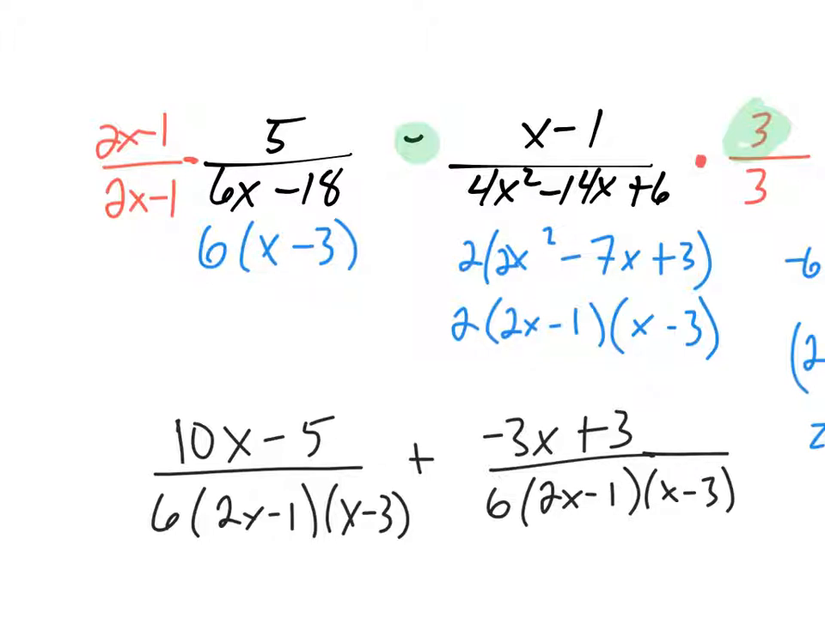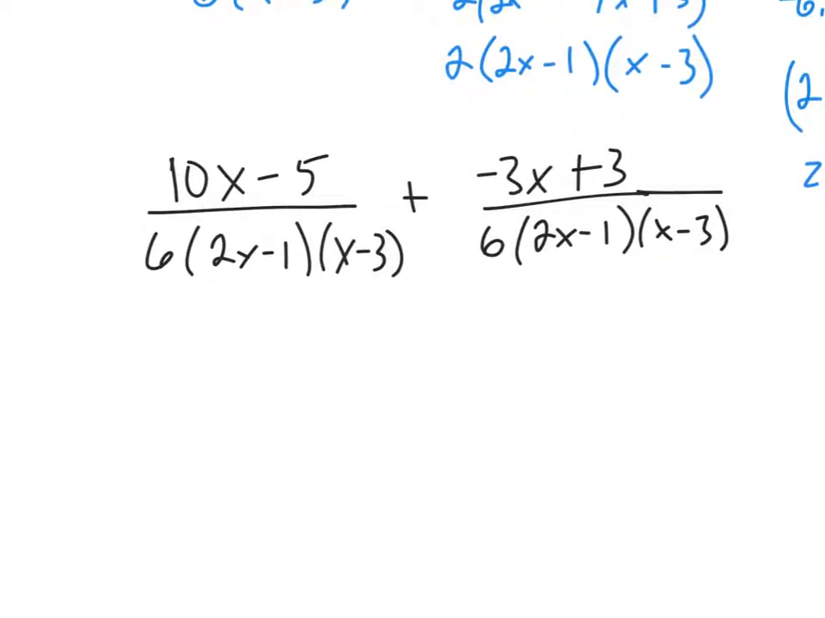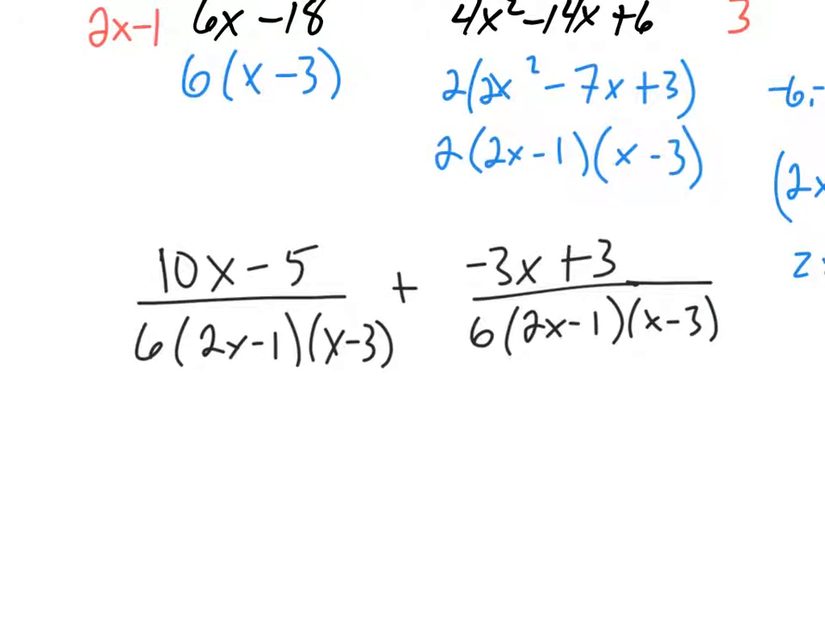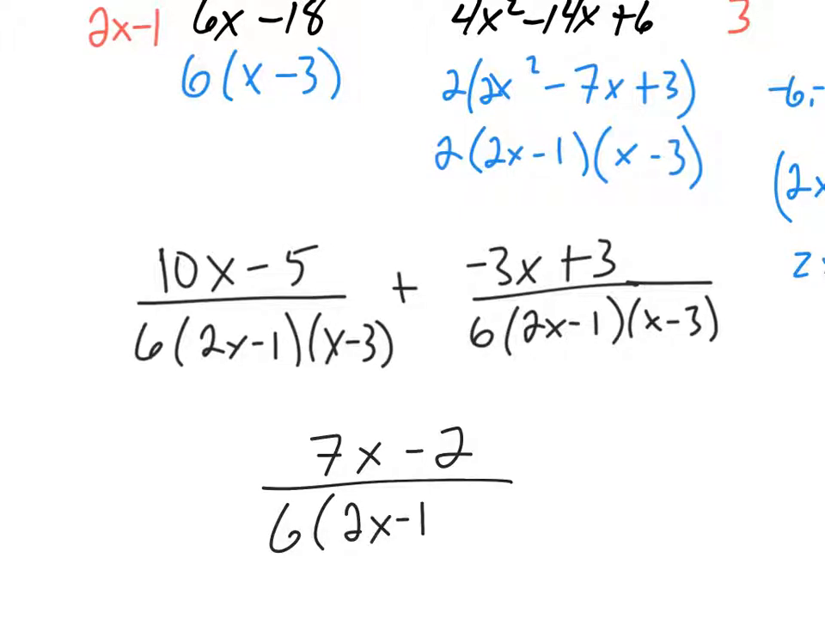Now we combine like terms. And remember, this only happens on the top. It doesn't happen on the bottom. So combining like terms will give me a positive 7x, a minus 2, and then my denominator is 6 times 2x minus 1 and x minus 3. Always check to see if you can simplify. You can't on this one, and so that's my final answer. I'm done. So far, so good?